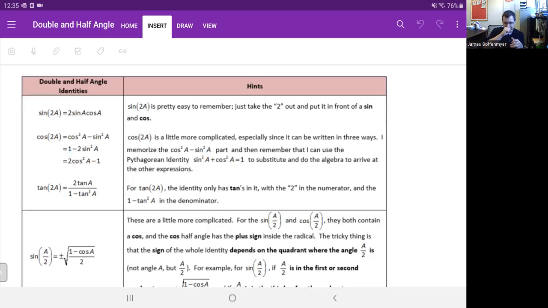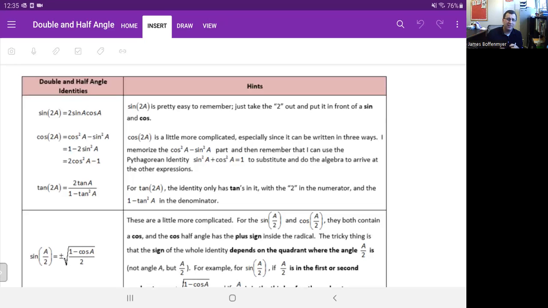The next one, cosine of 2 times your angle. Well, we have 3 different formulas we can use. It does not matter which one you choose. The first one is cosine squared of your angle minus sine squared of your angle. The second one, 1 minus 2 times sine squared of your angle. The last one, 2 times cosine squared of your angle minus 1. Like I said, you can use any one of those formulas. They'll still get you the same answer.